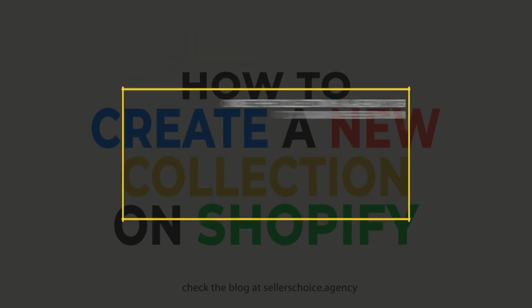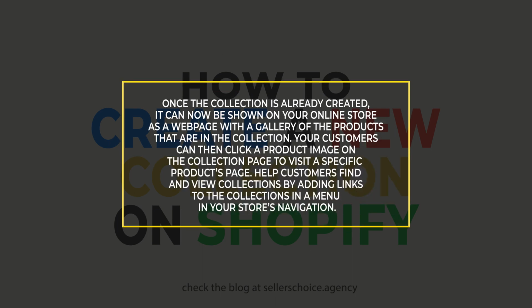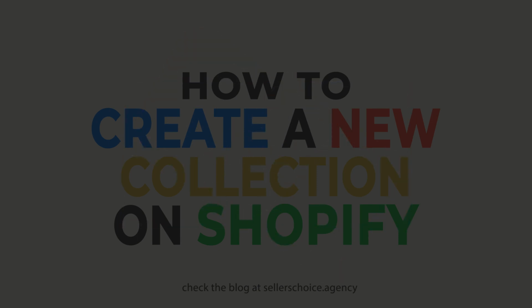Once the collection is created, it can be shown on your online store as a web page with a gallery of the products that are in the collection. Your customers can then click a product image on the collection page to visit a specific product page. You can help customers find and view collections by adding links to the collections in a menu in your store's navigation. For now, let us walk you through adding a new collection on Shopify.